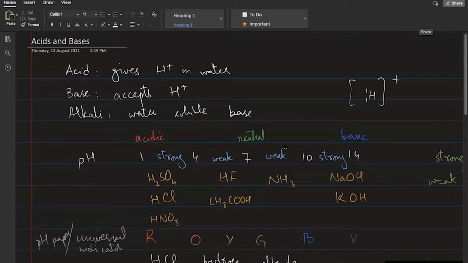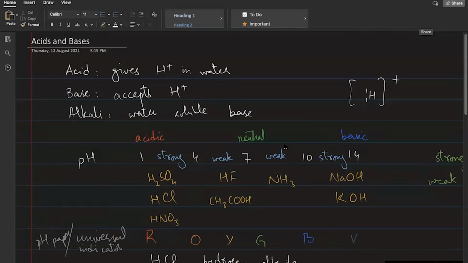They're all water soluble. Okay, so what that means is that not only are they accepting proton, they also have OH minus. So one way of looking at that is that if something has less H positive and more OH minus, then it is basic. If something has more H positive and less OH minus, it is acidic. And if something has the same amount of H positive as OH negative, then it is neutral.